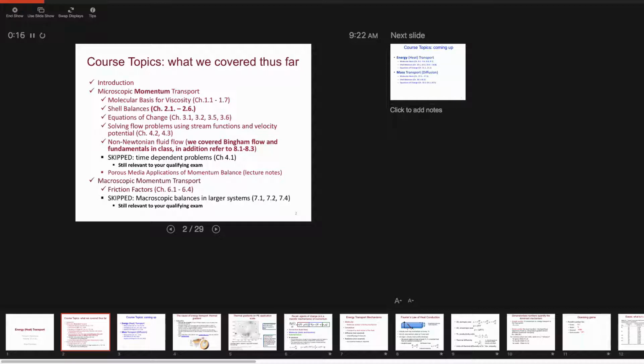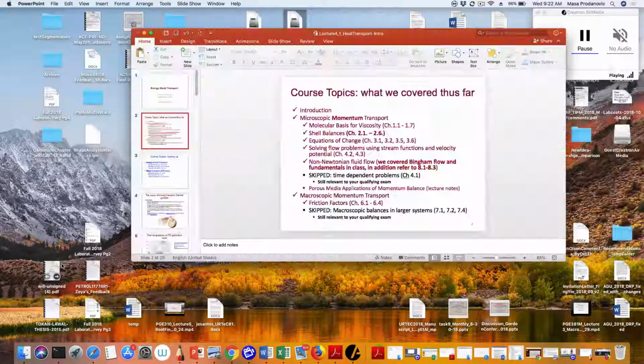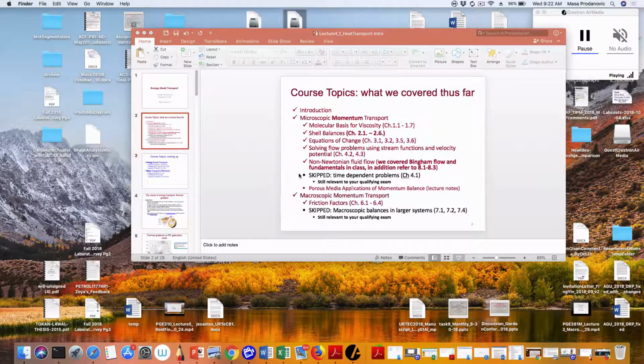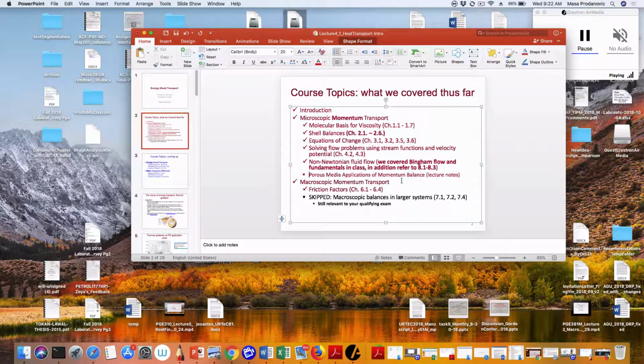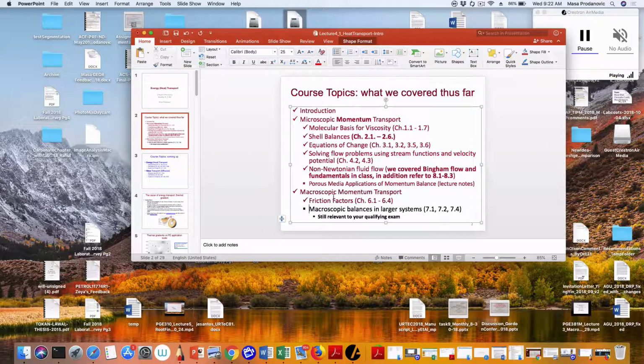I thought I deleted this slide. Okay, we did not skip this. This was from last time I taught. This we did not skip either. This was done. We are going to go back to time-dependent problems and deal with them at the end for all types of transport because they're extremely similar in the way they're treated.